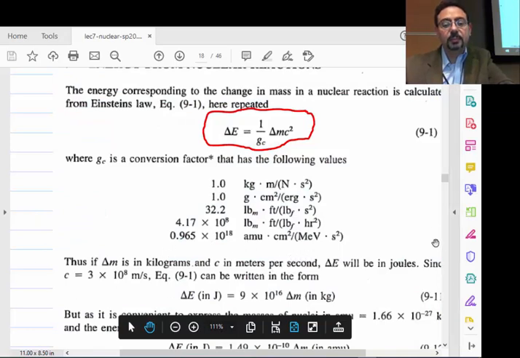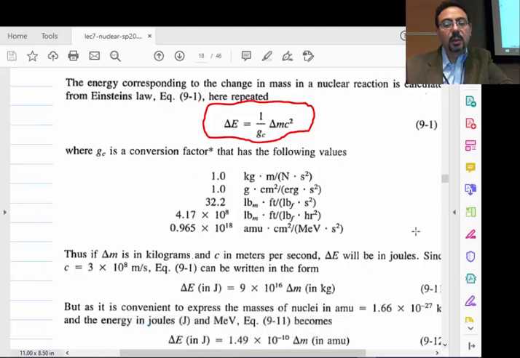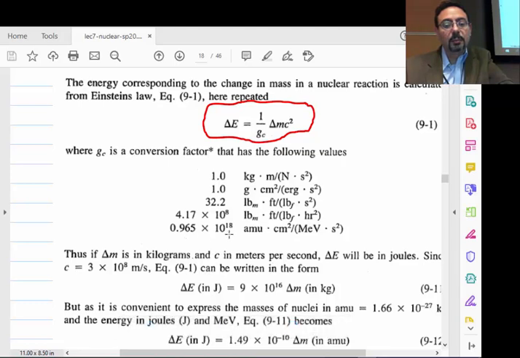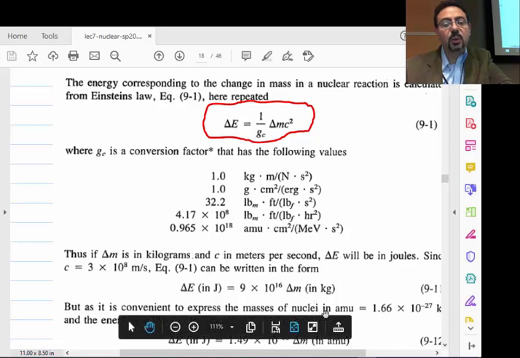Okay. Right, so if we want to stick to SI, then this M will be in kilogram and this E will be in joule, and the C is C square. So that's what, 300 multiplied by 10 to power 6. So C square would be 9 multiplied by 10 to power 16.